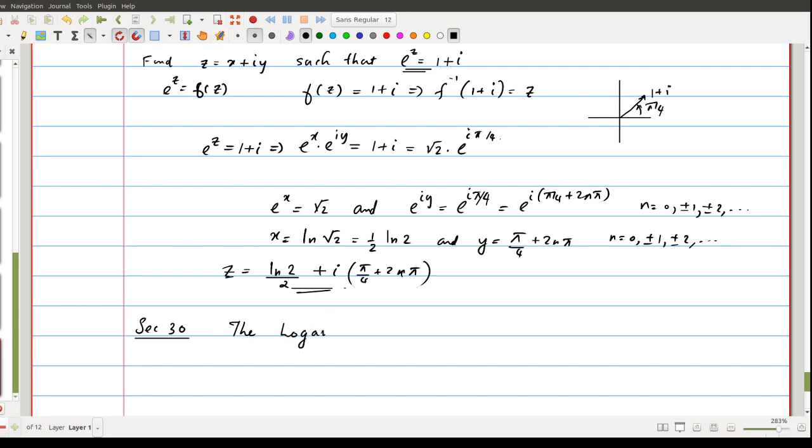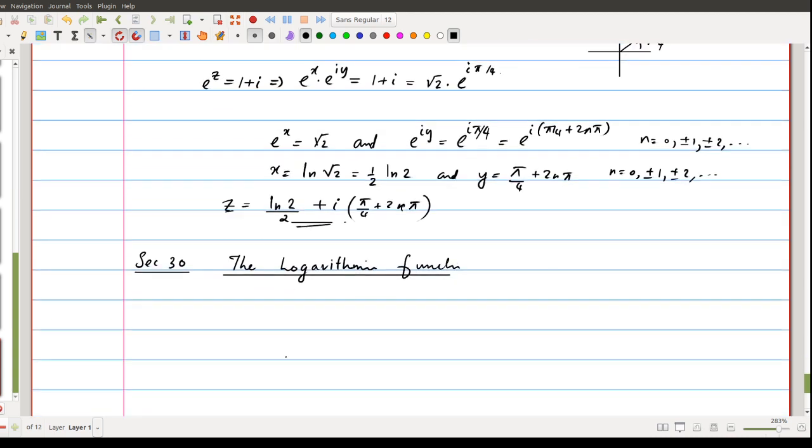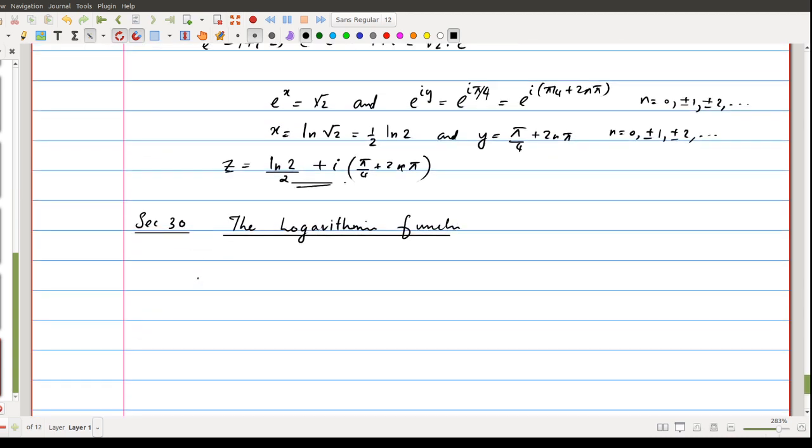Logarithmic function. So this function is defined as omega. We define the logarithmic function as omega. Omega is equal to this. So we write e power omega is equal to z, and we need to find out omega, that is going to be the logarithmic function.